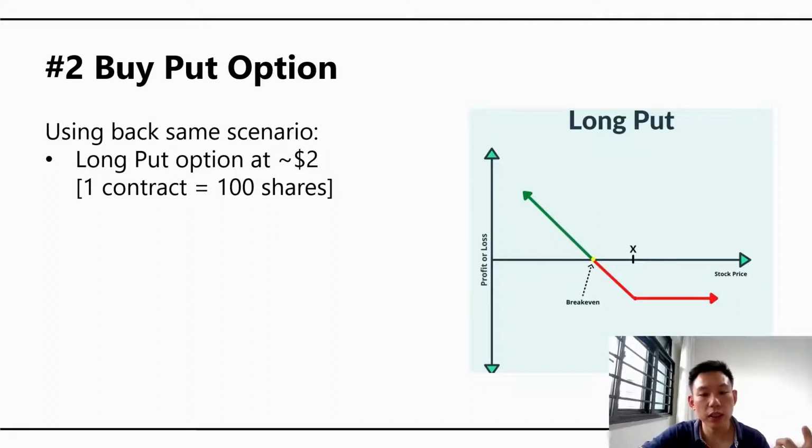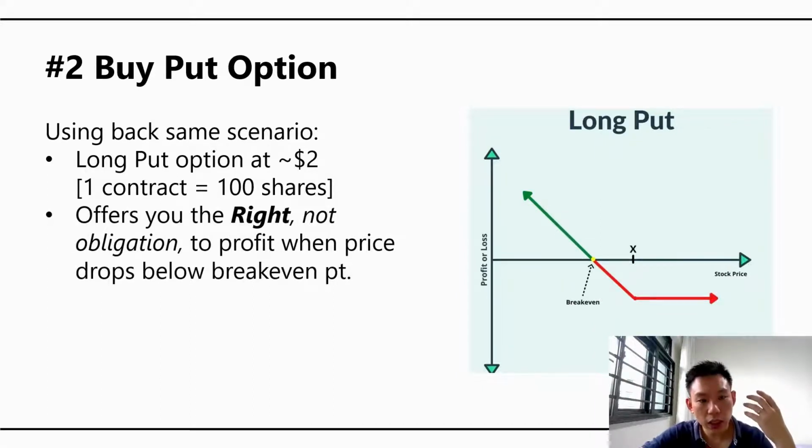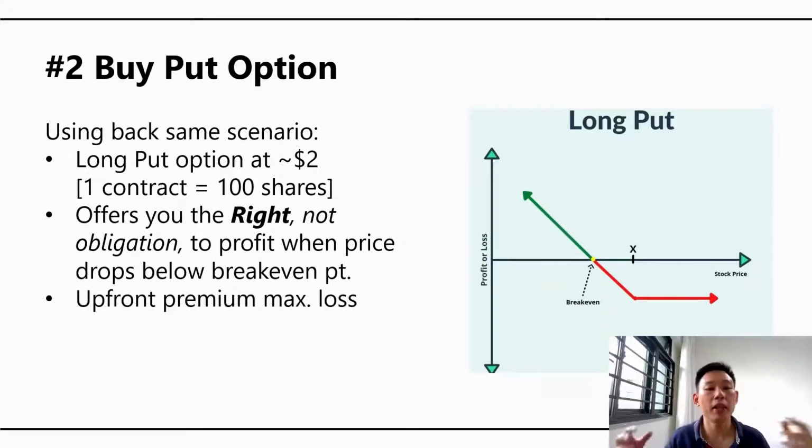The first one is that there's an upfront premium, which is the maximum amount that you will lose on this trade if you don't exercise your option. Because the option offers you the right, not the obligation, to profit when the share price drops below the break-even point. The second thing to note is that many options expire worthless because oftentimes the share price doesn't reach where you want it to go by the option's expiration date.